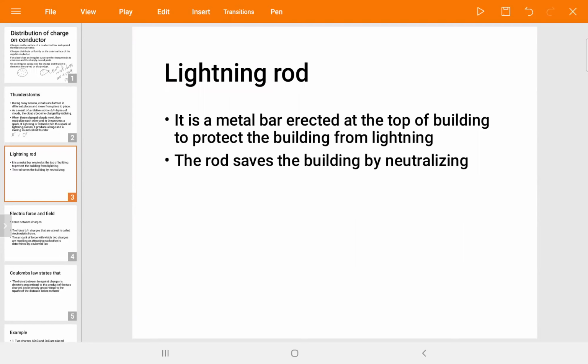And when a cloud is moving around the building, before a hazard has happened, electrons or excess charges will flow through this metal rod into the ground. So this metal rod protects a building by neutralizing excess charges. If there is an excess charge, then the excess charge will flow through a lightning rod.